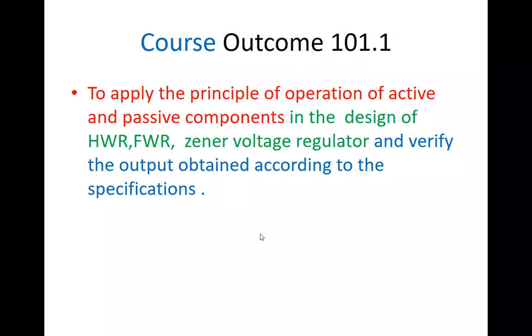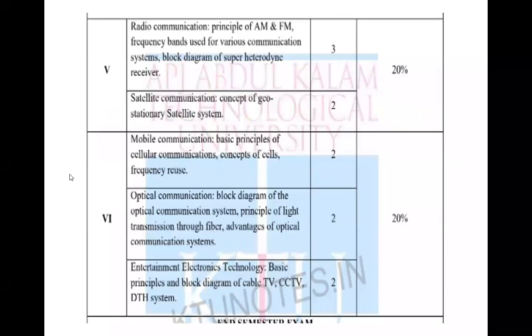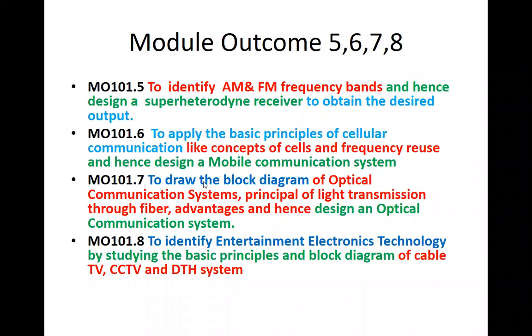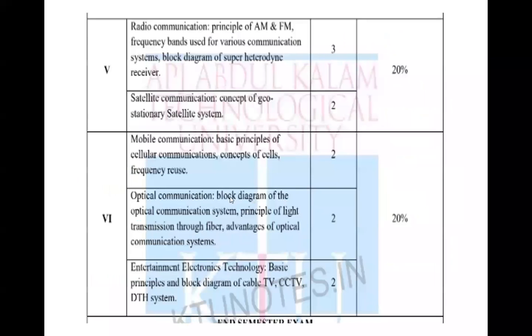This is just an example of how to write the course outcome so as to transfer some skill to the students. So to apply the basic principle, this is what we finally have as the course module outcomes. Block diagram of optical, because the syllabus is given like that. Block diagram of optical communication system, principle of light transmission through the fiber, advantages of optical communication system. Module outcome, you can write any number of module outcomes.